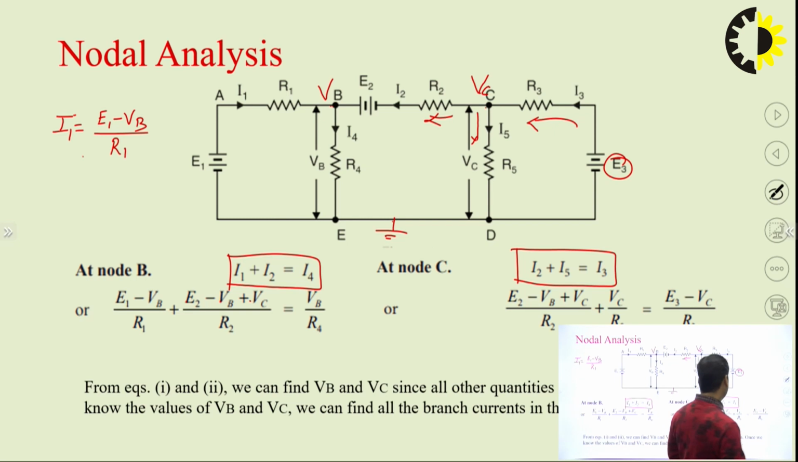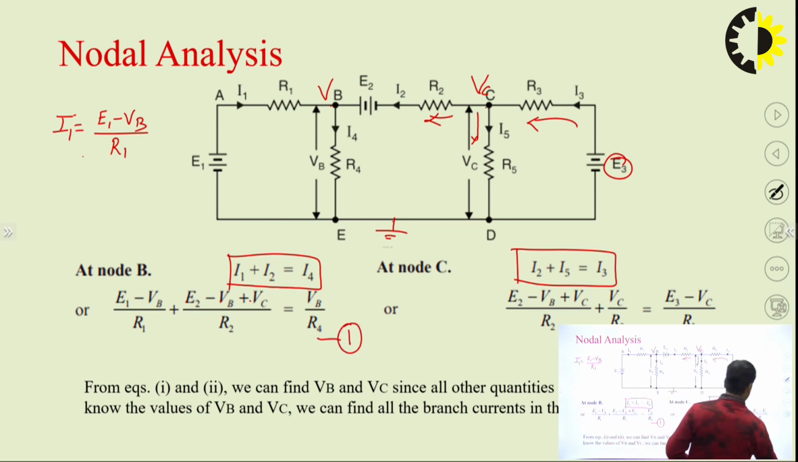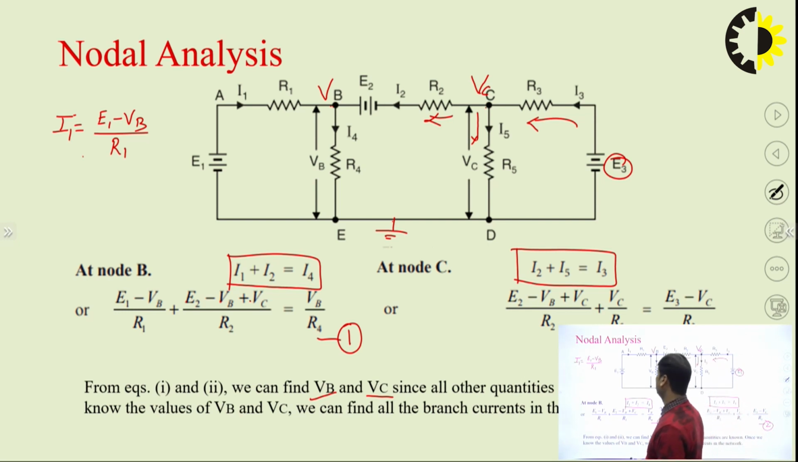So suppose this is equation number 1, we will get one equation, and this is equation number 2. From these two equations, we can find VB and VC. We can calculate the other quantities, or any value of current in any branch. So we can find any branch current. This technique is basically based on Kirchhoff's current law or KCL, or nodal analysis.